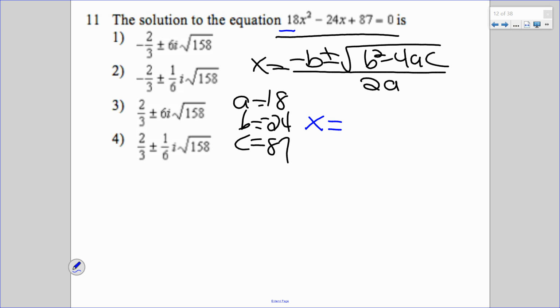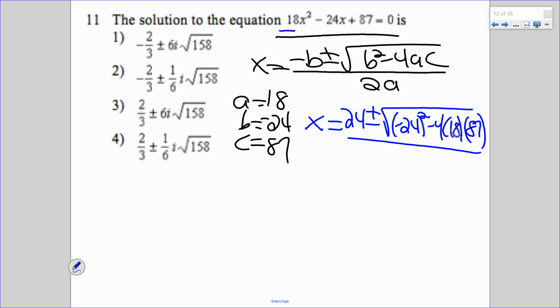For 2, x equals positive 24 plus or minus radical negative 24 squared. Make sure that B goes in parentheses. If it's not in parentheses, you get it wrong. 4 times 18 times 87 all over 2 times 18. Now I'm going to use a little bit of strategy here. I see that this value here is positive, therefore it cannot be choices 1 and 2 because the number in front is negative.